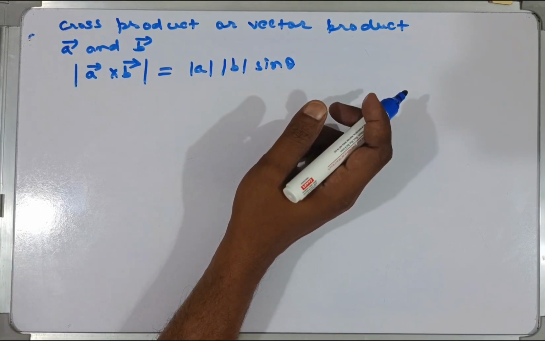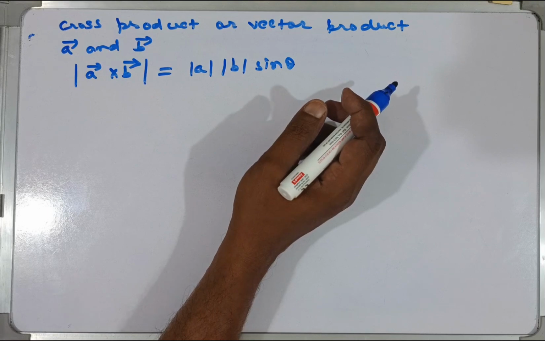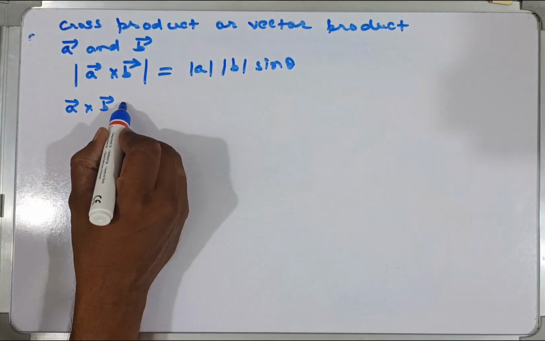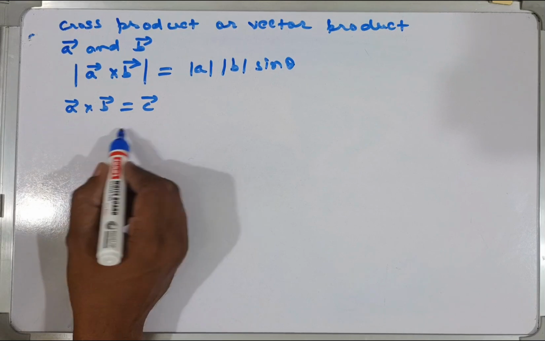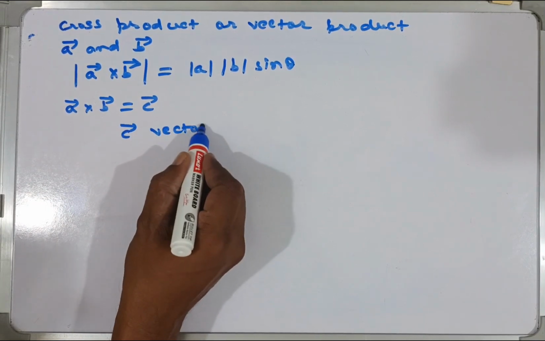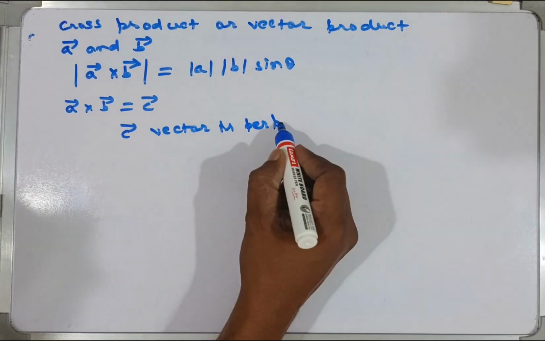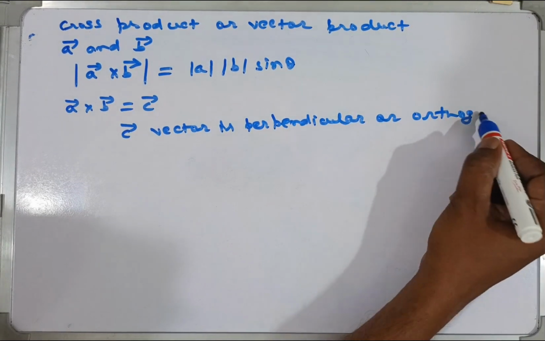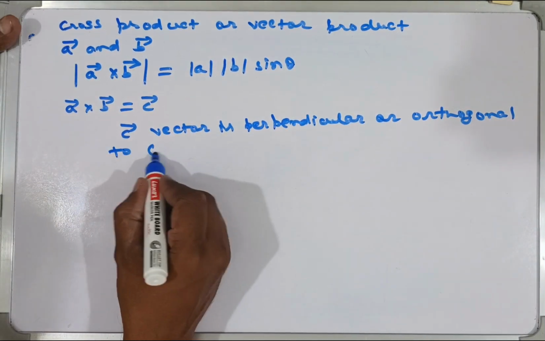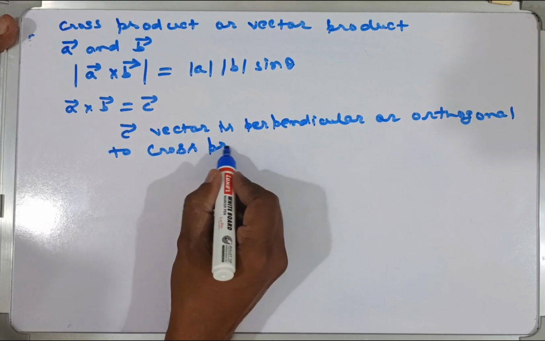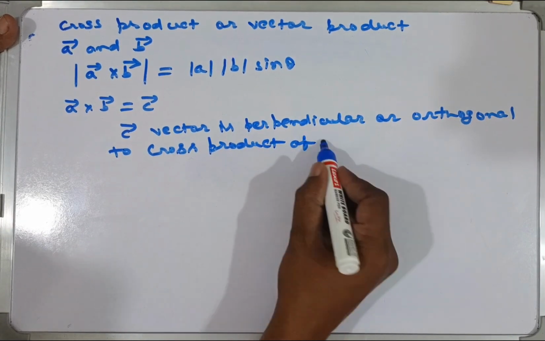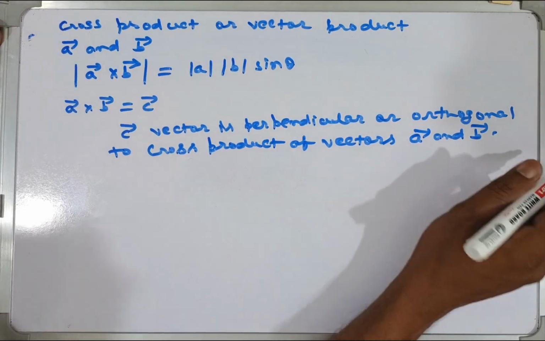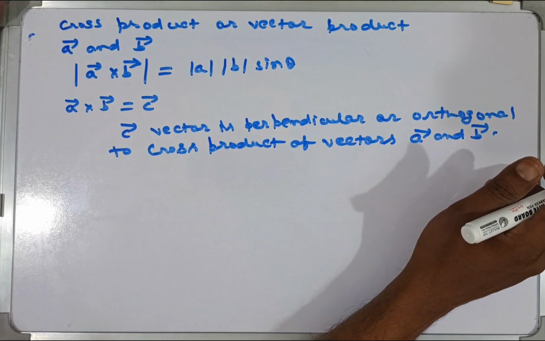Next, the cross product of these vectors, if it is C, then this vector C is perpendicular or orthogonal to the cross product of vectors A and B. So this is an important result.